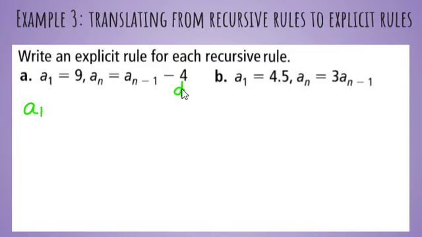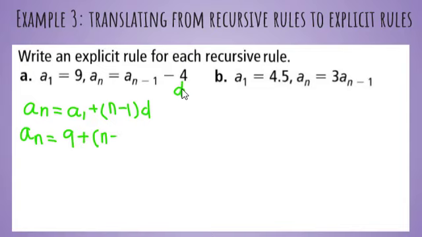So this -4 right here is our D, our common difference. So if you think back to when we were learning arithmetic sequences, your formula was a sub n equals a sub 1 plus the quantity n minus 1 times D. So we need to plug in our a sub 1 and our D into this formula. So we have a sub n equals 9 plus n minus 1 times -4. And then from here, we need to simplify this.